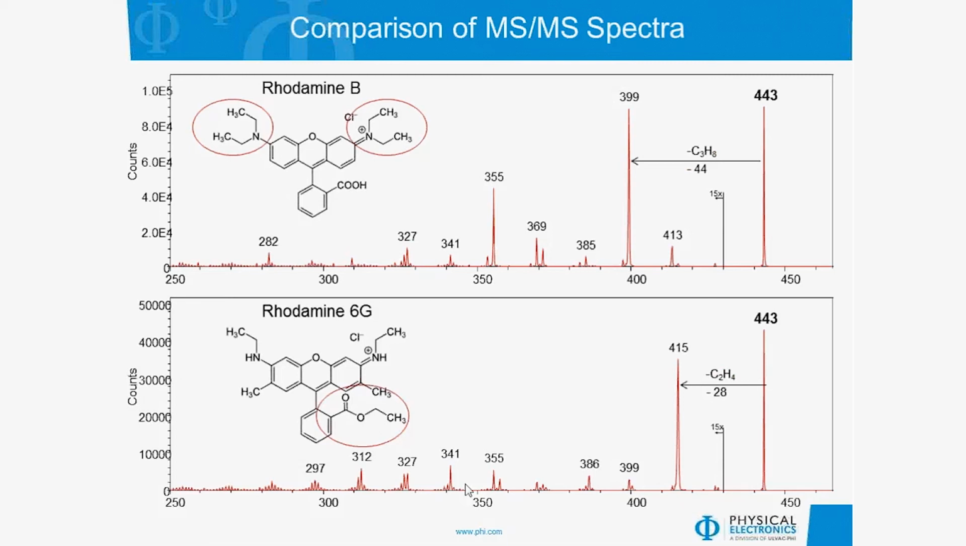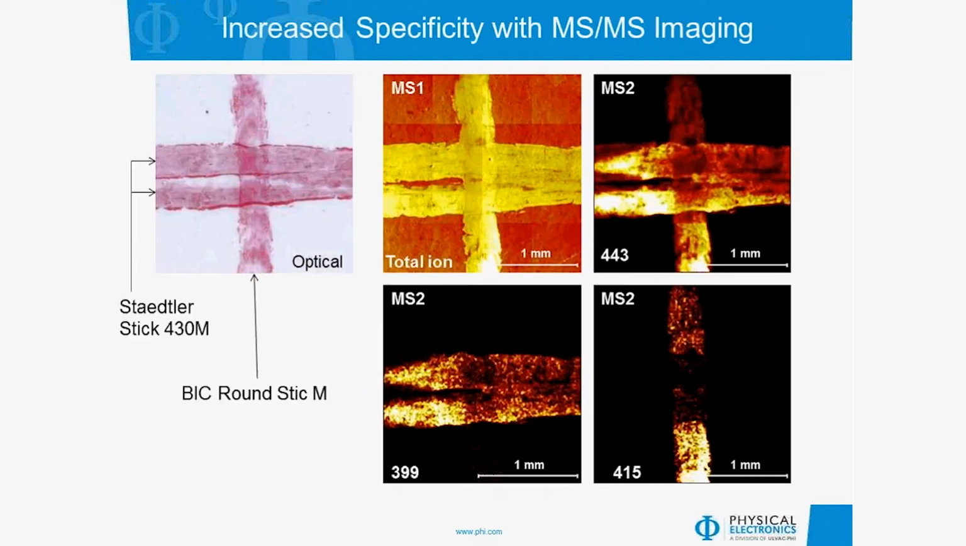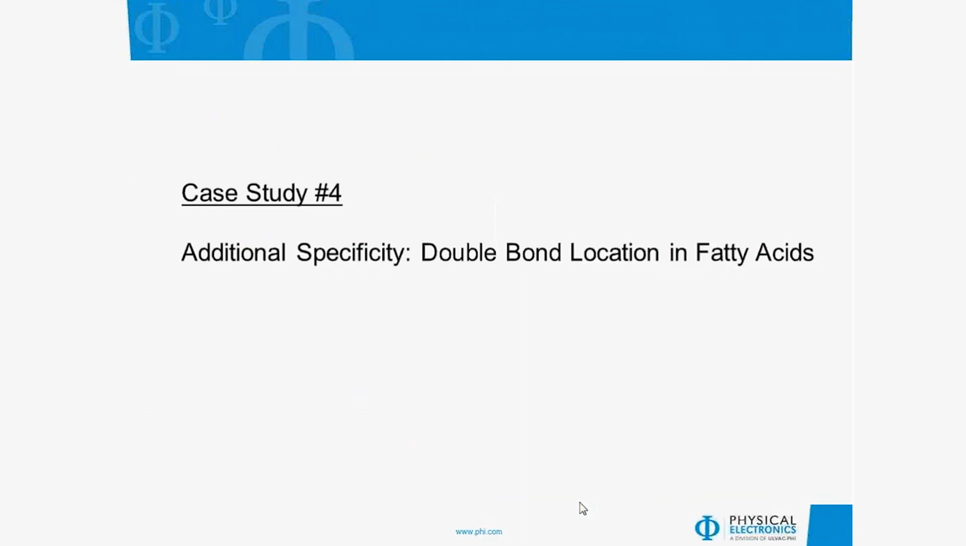We can then go further because just like in TOF-SIMS, the MS is an imaging technique, so we have images for every peak in the fragment ion spectrum. And so shown here is again the optical image, the total ion image from MS1, and as you can see, you can't distinguish the horizontal or the vertical lines. This is the MS2 for the 443, the precursor, and then the images of 399 and 415, differentiating the two structural isomers. Okay, case study number 4.